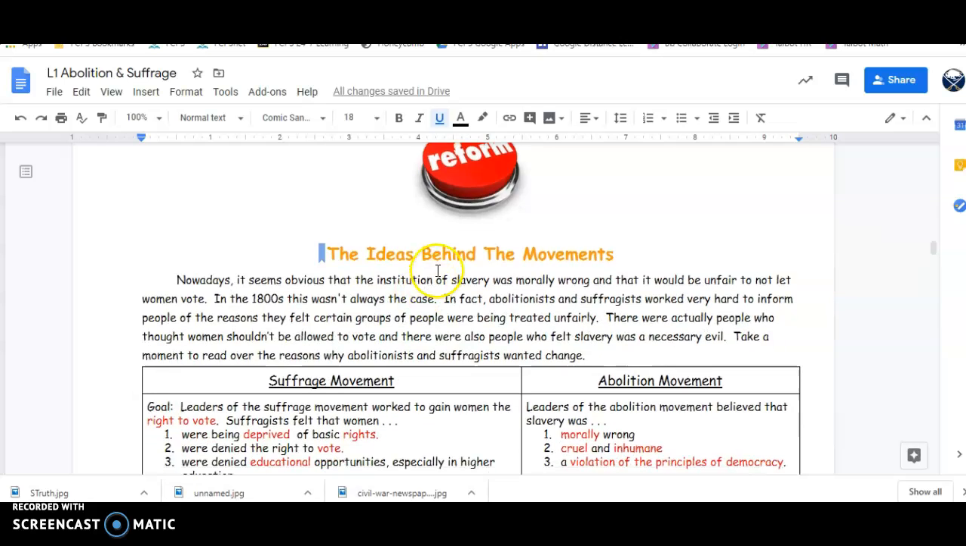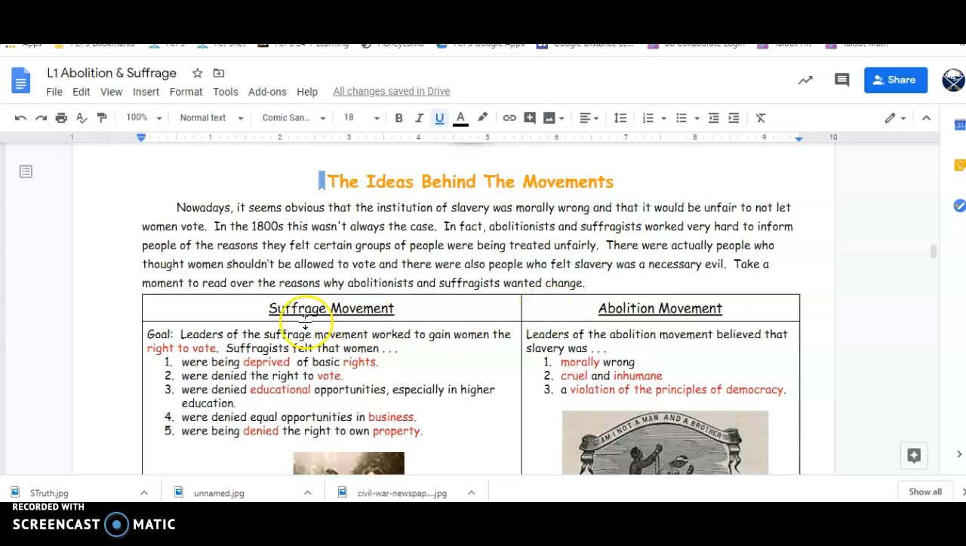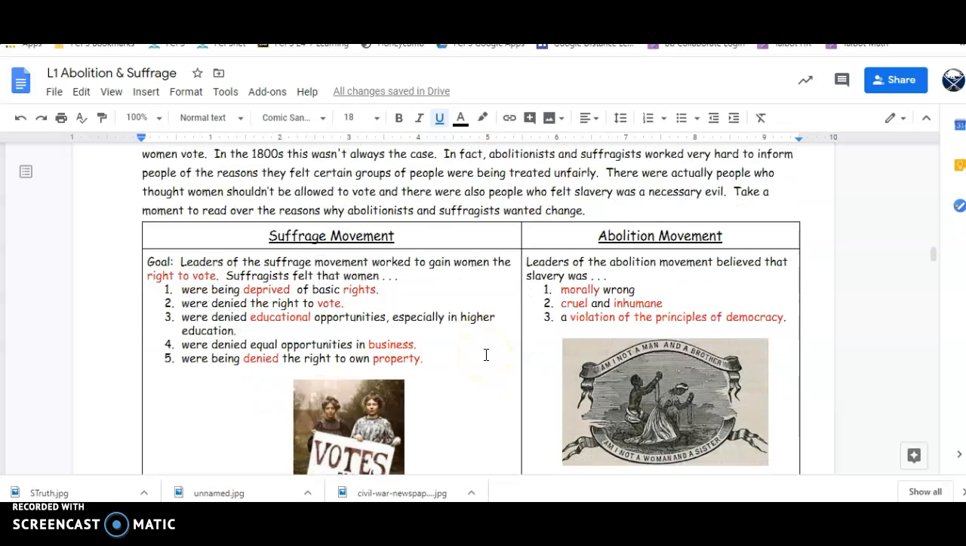The second part of this lesson is just giving you some basic information about two movements. The suffrage movement. Suffrage means the right to vote. And in the 1800s, or the 19th century, women did not have the right to vote. And there was a great movement called the suffrage movement, by both men and women of all different races, to try to get women the right to vote. The second movement is the abolition movement, and this was a movement to end slavery immediately for several reasons. You can read about those.